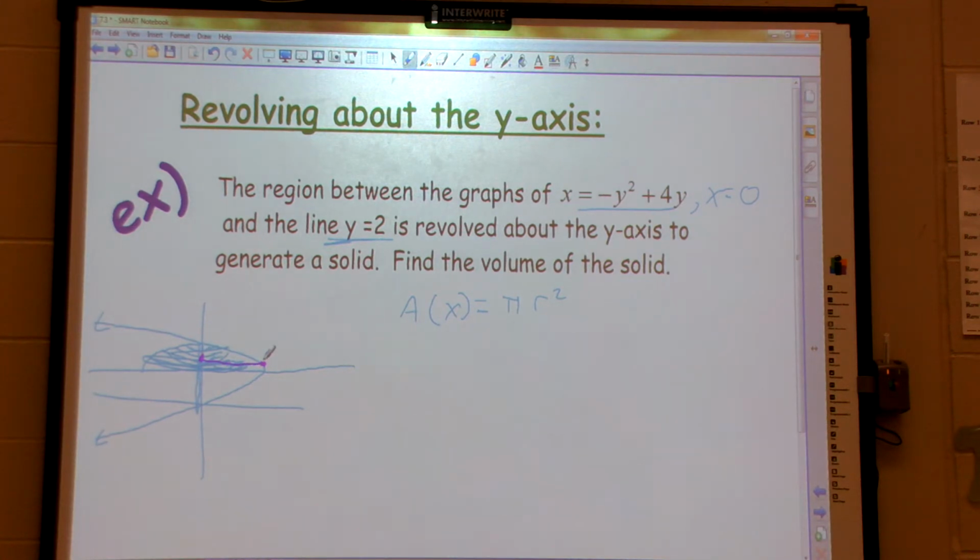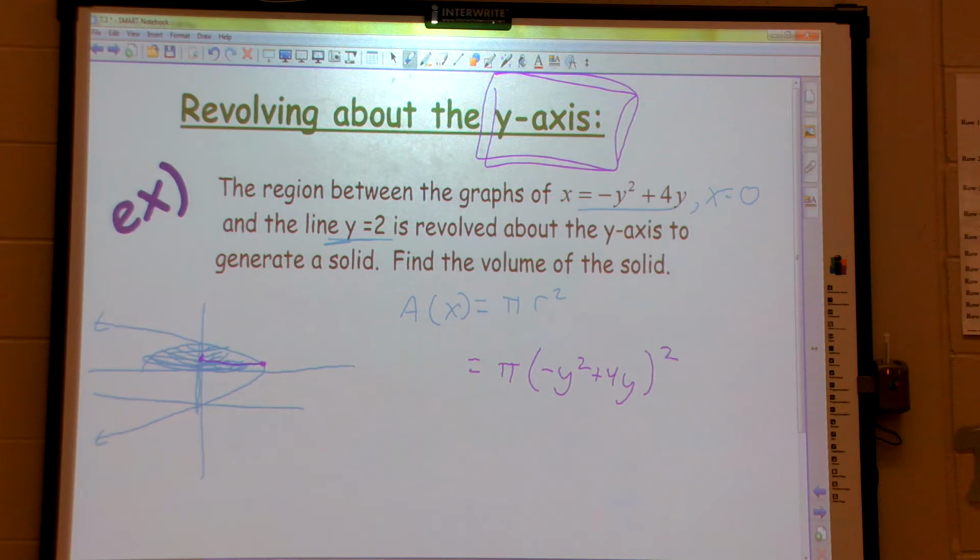And it better be in terms of y. If I revolve about the y-axis, my whole integral better be in terms of y. That doesn't change. Just like when we did area, if you had side to side, it had to be all in terms of y. Same thing here. So my area function is pi times negative y squared plus 4y, squared. So now when I go to do my integral, I'm going to put the pi out in front to not even mess with it.